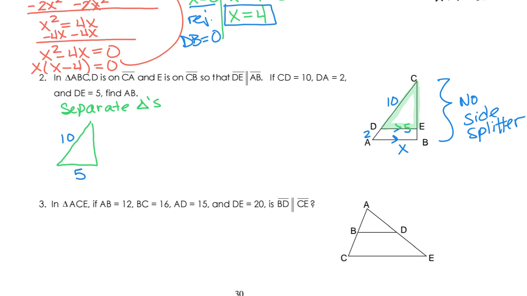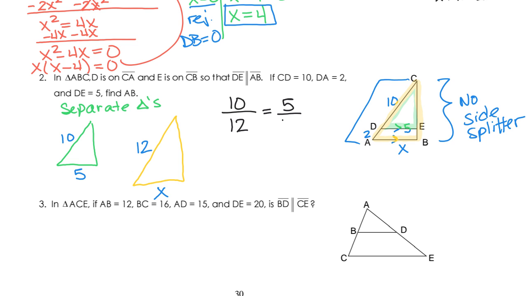Now I'm going to go ahead and look at my second triangle, which is this one. And I'm going to go ahead and redraw that one over here as well. It's a little bit bigger. And on there, I have X on the bottom. And on this side, we got to do a little part plus part equals whole. And we're going to end up with 10 plus 2, which is 12. And now I can go ahead and set up my proportion. I'm going to go ahead and pick 10 and put it over the corresponding side of 12, equal to my 5 over its corresponding side of X.